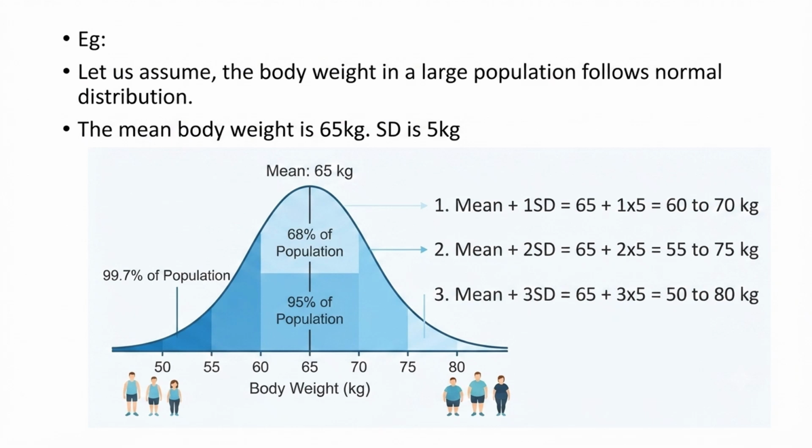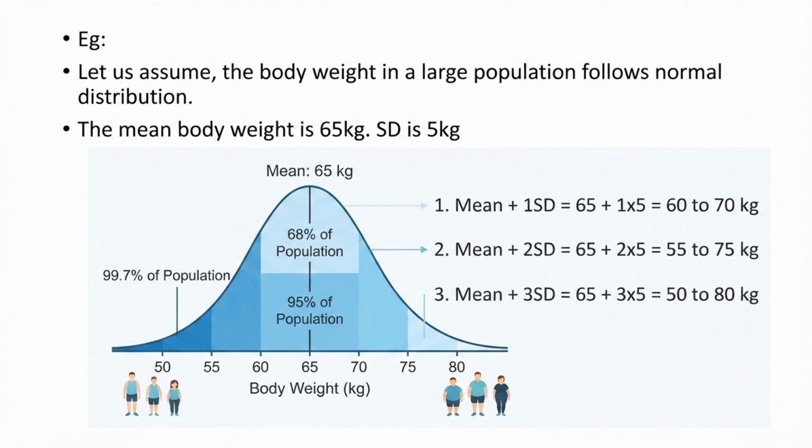We can see, mean plus or minus one standard deviation. So that is equal to the mean, 65 kgs, plus or minus one standard deviation, which is 1 into 5. So that is 5, so 65 plus 5 and minus 5. So it is nothing but 60 kgs to 70 kgs. That means within one standard deviation, people weighing 60 to 70 kgs are coming.